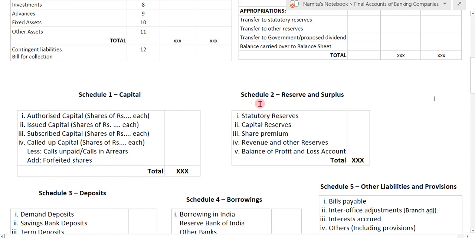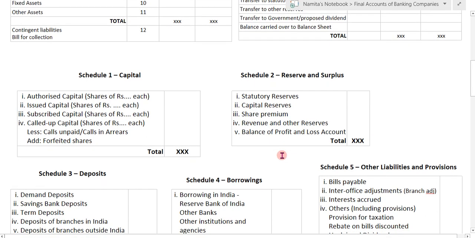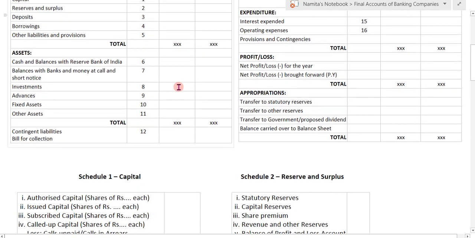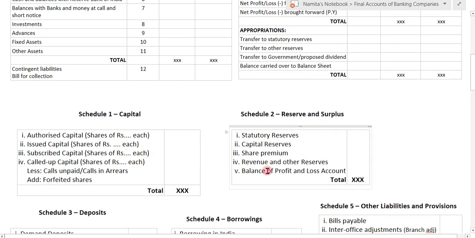Next schedule is schedule number 2, reserves and surplus. In reserves and surplus, what is to be recorded under schedule number 2 separately? In this format, in balance sheet, only the total amount of the schedule will be recorded in the format, but the working of each schedule is to be shown separately.